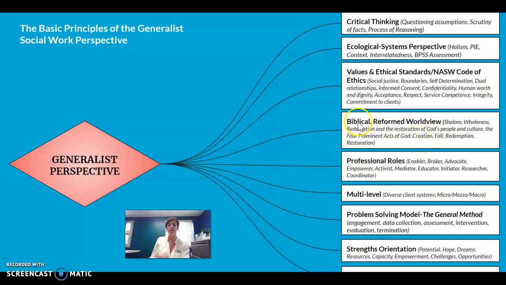We at Calvin College specifically incorporate the biblical reformed worldview because our belief is that we can't look at the world, like that ecological systems perspective, without taking into consideration our own faith and value system. Obviously, everyone comes in with a different value system. Even within the same religious framework, we might have different ways of looking at things or higher priority on different values within our beliefs. But we incorporate this in, and the way I love to look at it is social work falls into that redemption and restoration piece of the biblical reformed worldview.